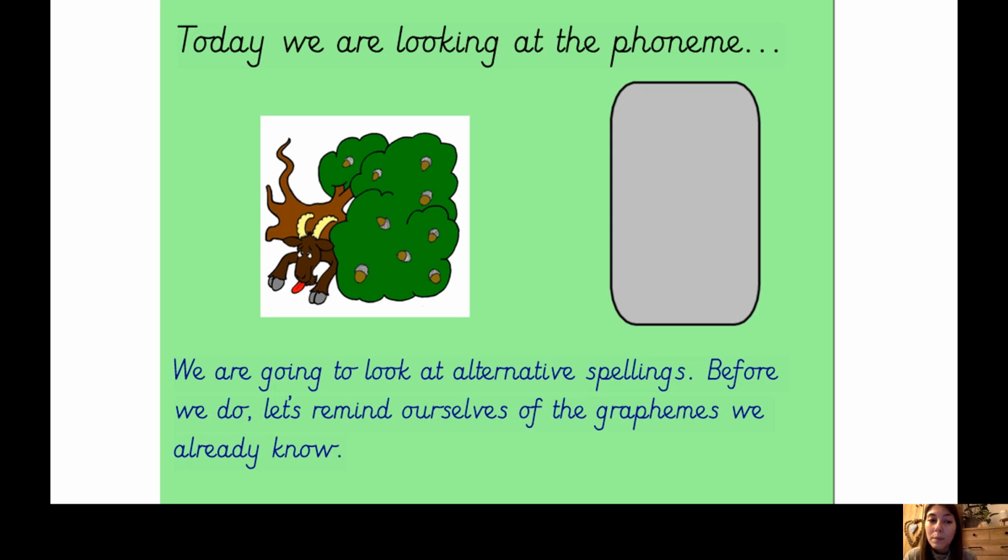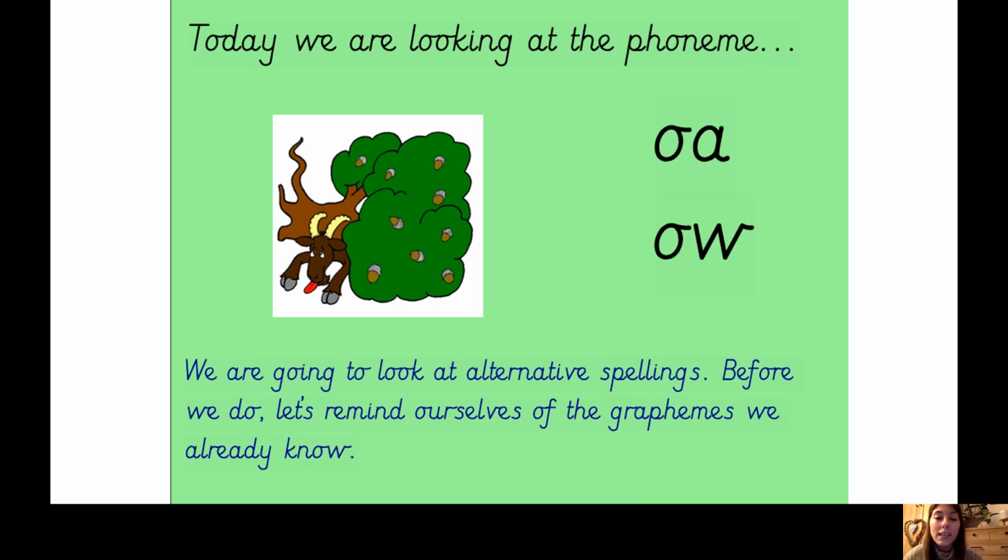Now that you've had a go at that, I'm going to reveal a couple of graphemes. Now, these two are the only two we'll be looking at for today. That's why I'm revealing them. But there are some other O graphemes that you may well have written down. Today, we're going to be looking at two digraphs, two letters making one sound, the OA and the OW.